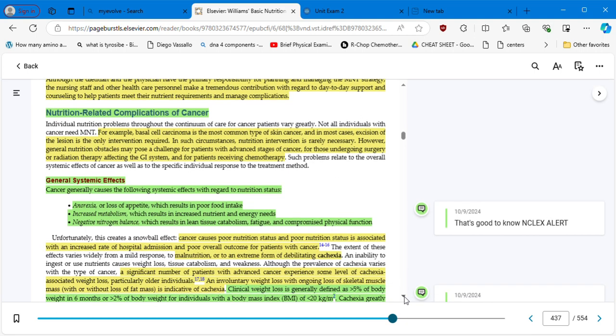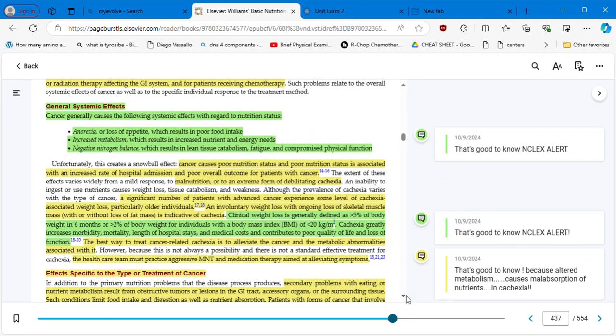Nutrition-related complications of cancer. For example, basal cell carcinoma is the most common type of skin cancer, we know that. And in most cases, excision of the lesion is the only intervention required. That's it. In such circumstances, nutrition intervention is rarely necessary. However, general nutrition obstacles may pose a challenge for patients with advanced stages of cancer, for those undergoing surgery or radiation therapy affecting the GI system, as we mentioned before.